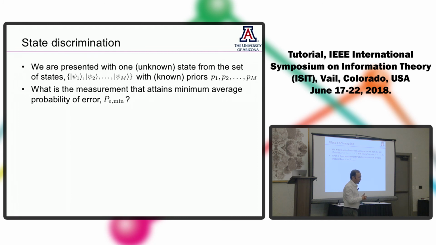Okay, so with that, we are ready to talk about the first application, state discrimination. State discrimination lies at the heart of all applications in communications and sensing. So let's consider the simplest case. We are presented with one of m pure states, and say we have certain priors associated with these states. I'm going to give you exactly one of those states, and your job is to choose a measurement such that you are able to tell me which state I gave you with the minimum average probability of error.